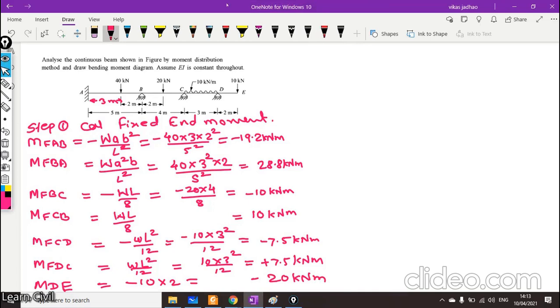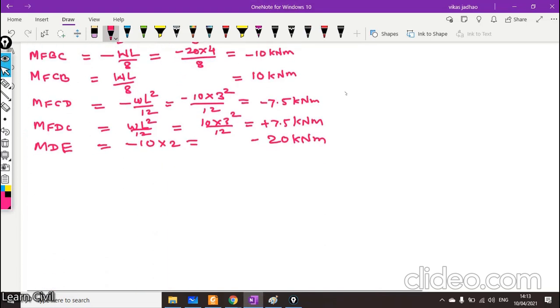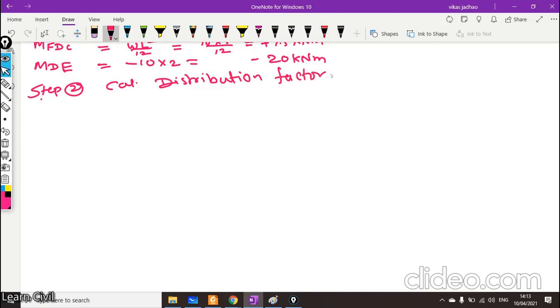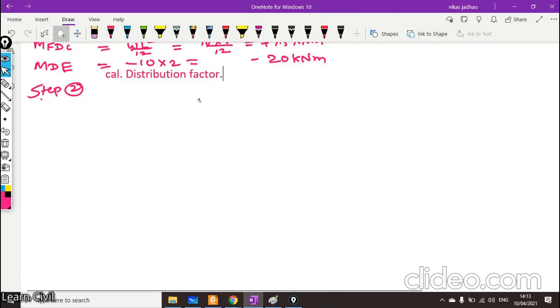Okay, next step is calculation of the distribution factor. So step number 2. I'll write it down below this. Step number 2, calculate distribution factor.